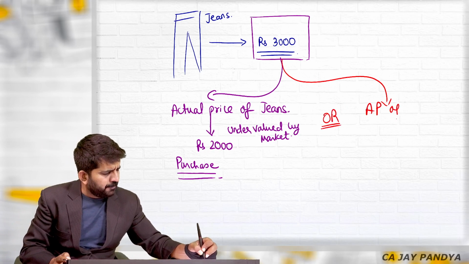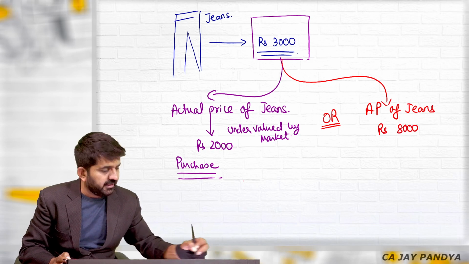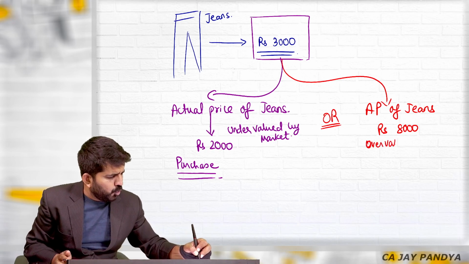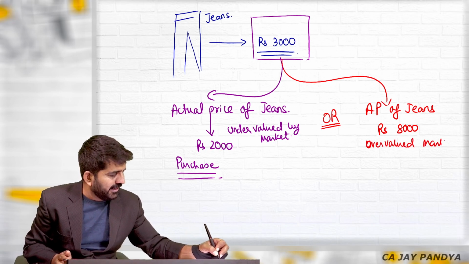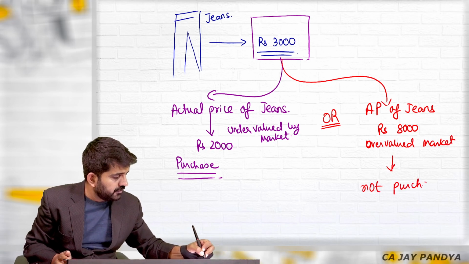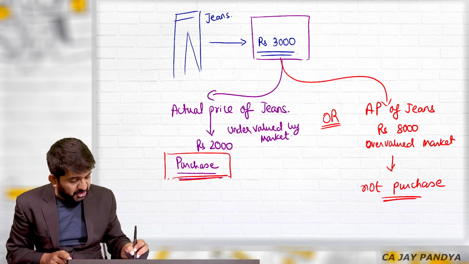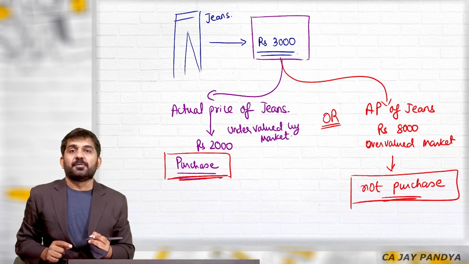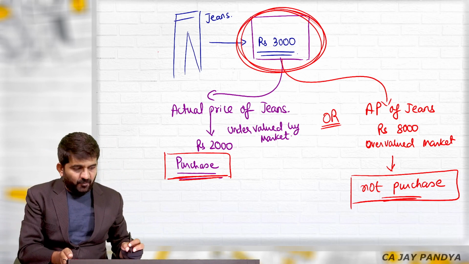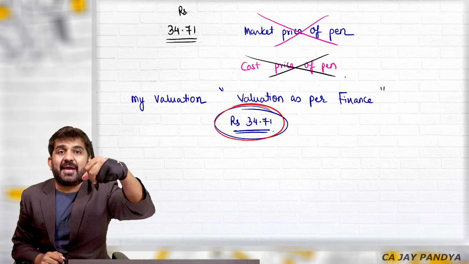If actual price of this jeans is rupees 8,000, market में महंगा है, it is overvalued by market. What will be your decision? You will not purchase it. See, you have taken the decision, purchase, not to purchase, based on this valuation. What is this valuation? It is my valuation for this pen.